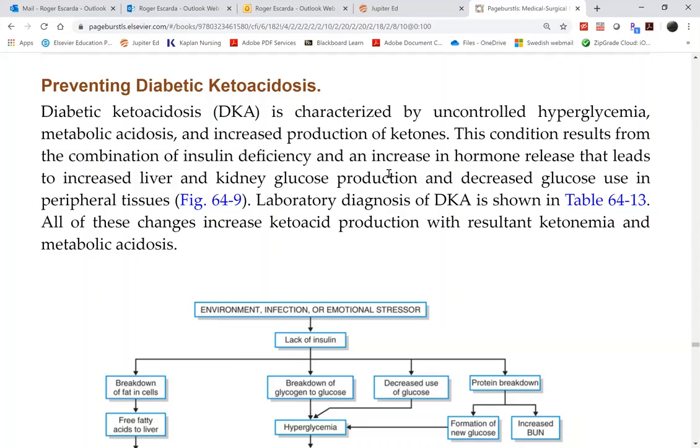Now that doesn't mean they have now become type 1. Okay, that is not the case. It just means that the type 2 diabetics now are getting worse. So therefore, there are instances wherein they can develop either DKA or HHS. The risk factors or the events leading to both are exactly the same.